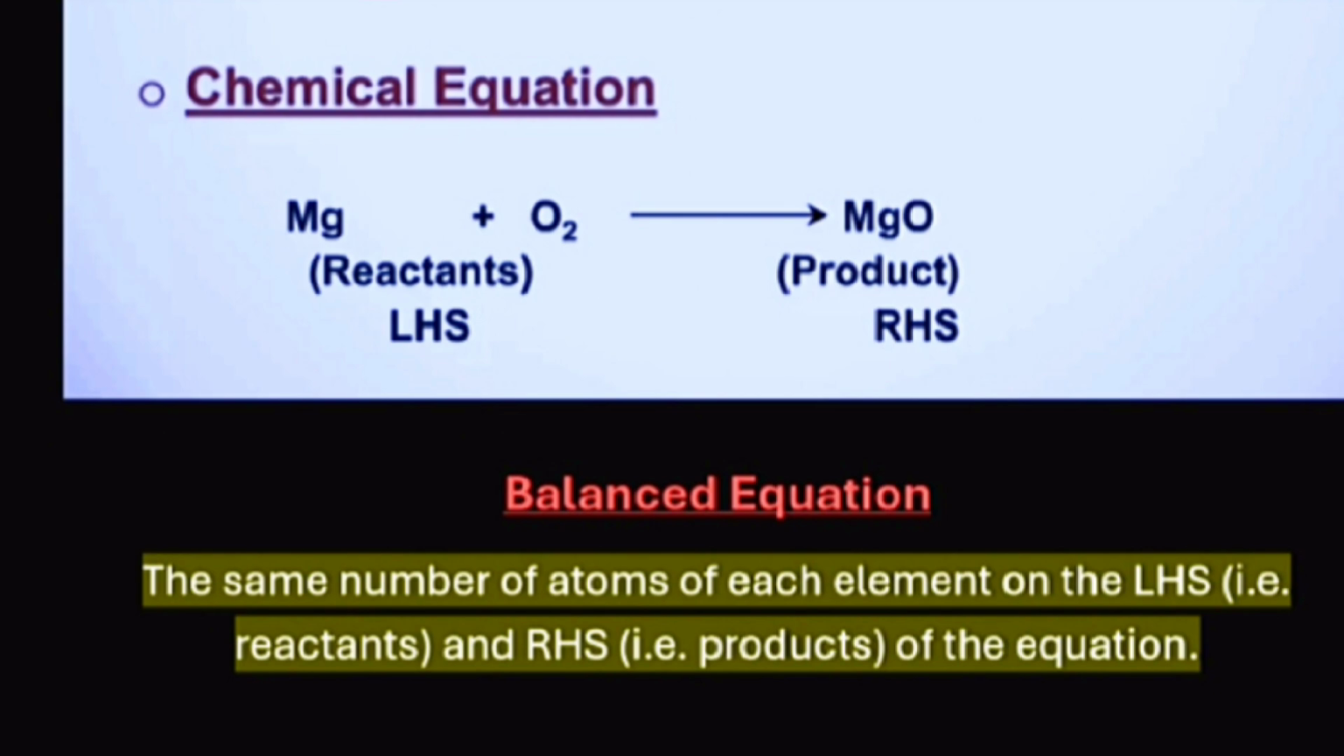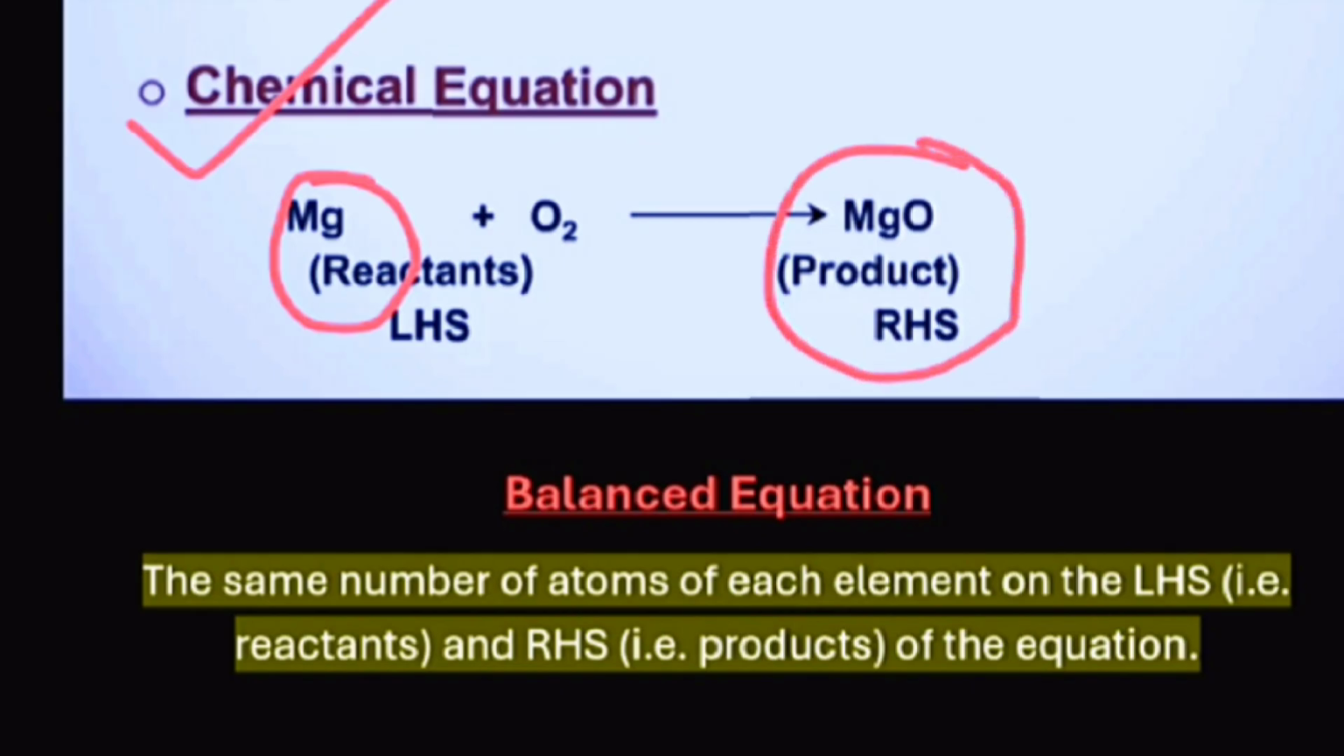So now we understand word equation. Let's talk about chemical equation. Here we are using chemical symbols instead of words. For example, magnesium is Mg and oxygen is O2. They will produce MgO, that is magnesium oxide. So here we need to use the symbols, not the words, right?